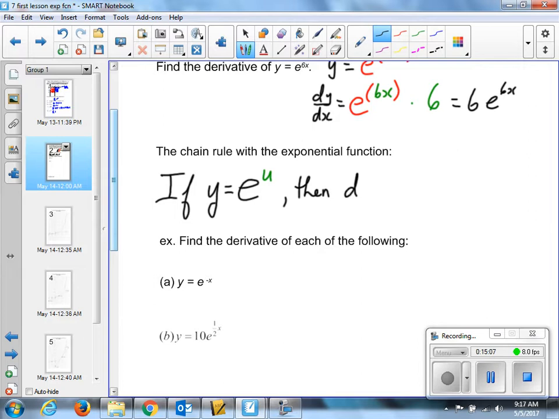Then dy by dx is equal to... what is it equal to? The derivative of the outside function. So what's the derivative if we have e to the something, u? It's e to the u. And this u is a function. I'm not going to go on in a textbook and say where u is some function of x, blah, blah, blah. It's not a constant. And then, the derivative of the inside.